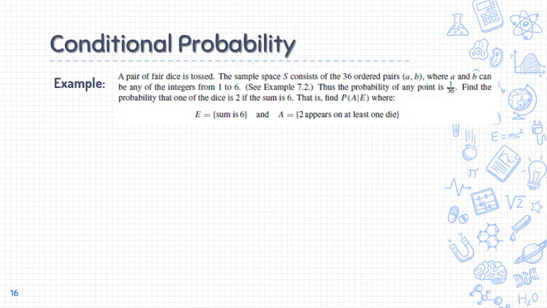So, here in this example, a pair of fair dice is tossed. Take note of the keyword: fair. Meaning, with the word fair, the two dice have the same probability, because they are fair.